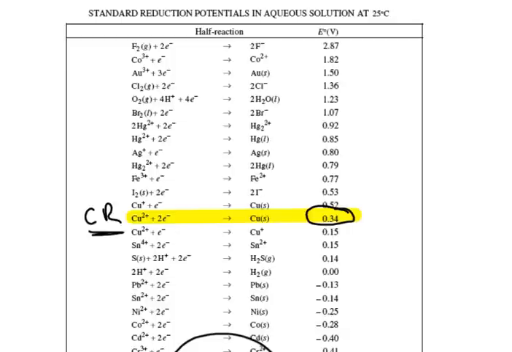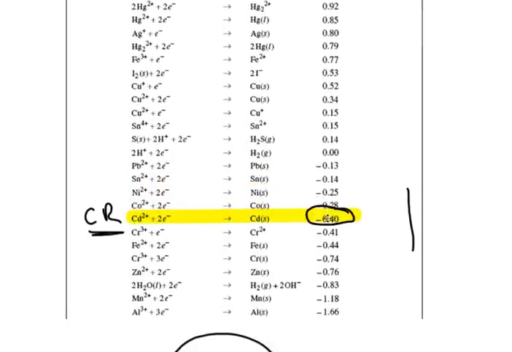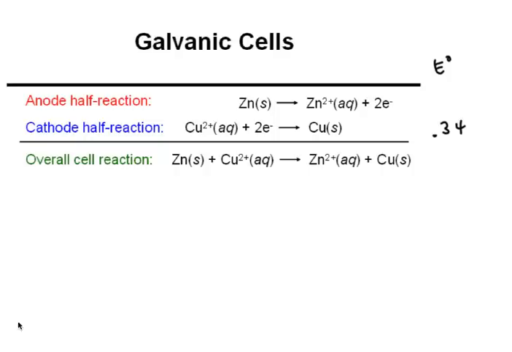Then I go back and look at my zinc. On the table, zinc has a value of negative 0.76, but since we flipped it, since it's an oxidation, it's going to become positive. So ultimately I put positive 0.76 here. And then if I add the oxidation and the reduction together, I get what's called the overall cell potential. When I add 0.76 and 0.34 together, I get 1.10 volts.